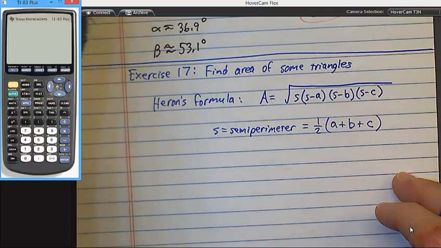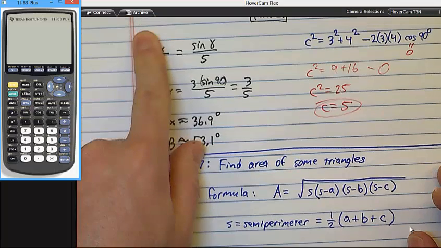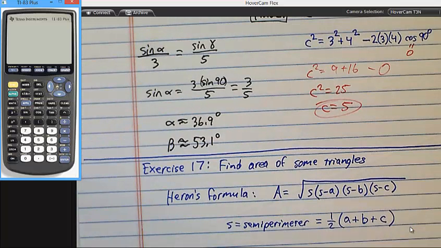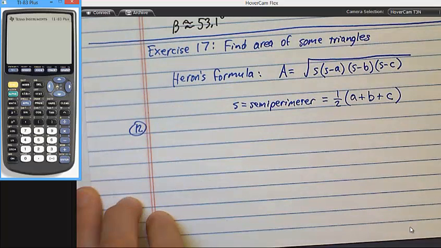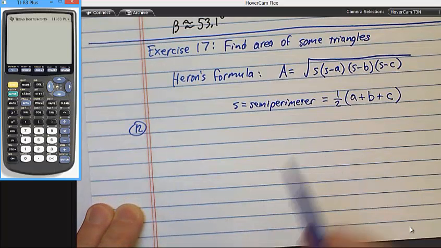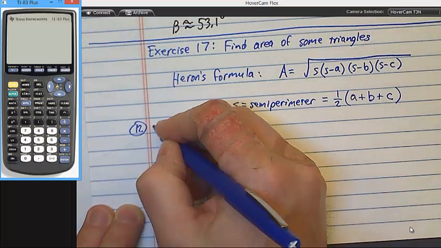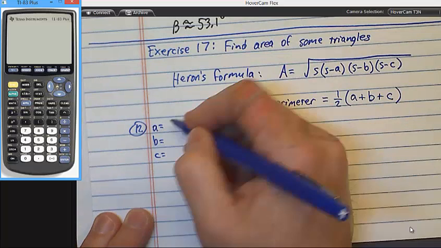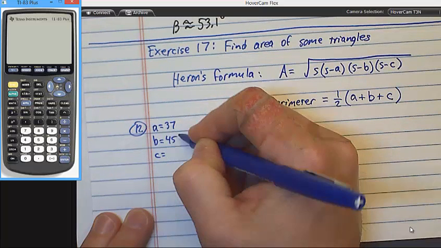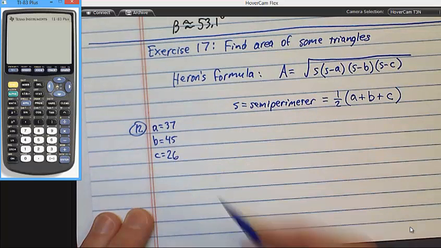Like I said, problem 4, I have no problem finding that area. But I want to go back to problem 12. In problem 12, we were able to find all the parts of the triangle. But now if I said find the area, this is a real convenient way to do it. Because all they told me was A, B, and C. They told me A is 37, B is 45, and C is 26. So that's actually enough for me to use Heron's formula.